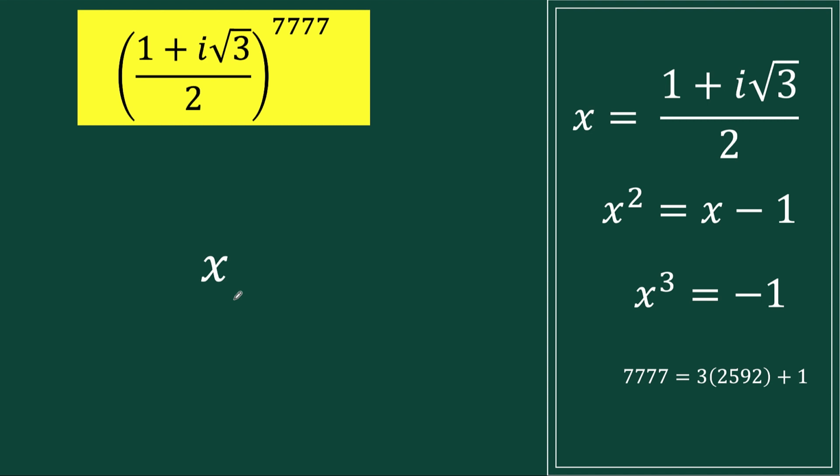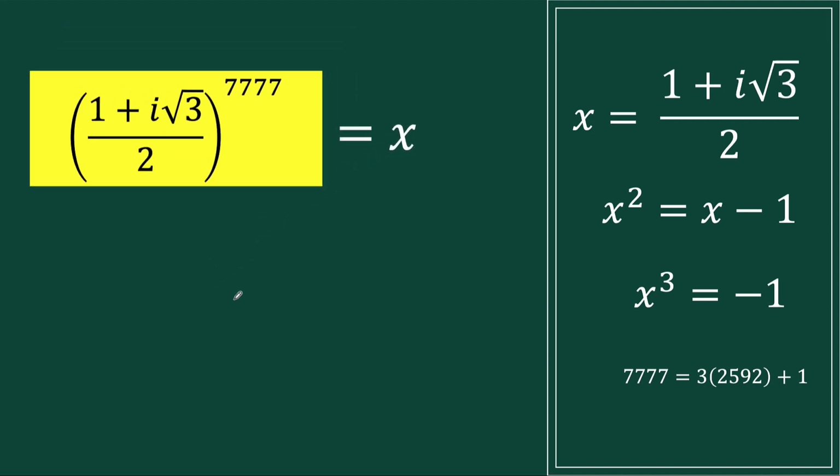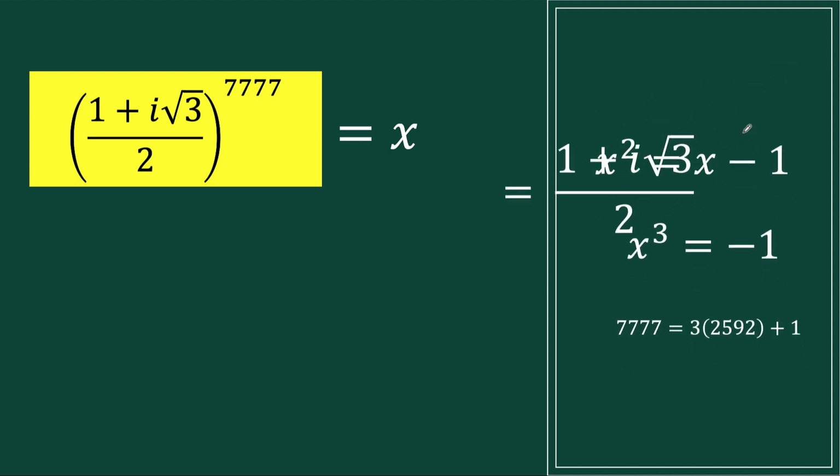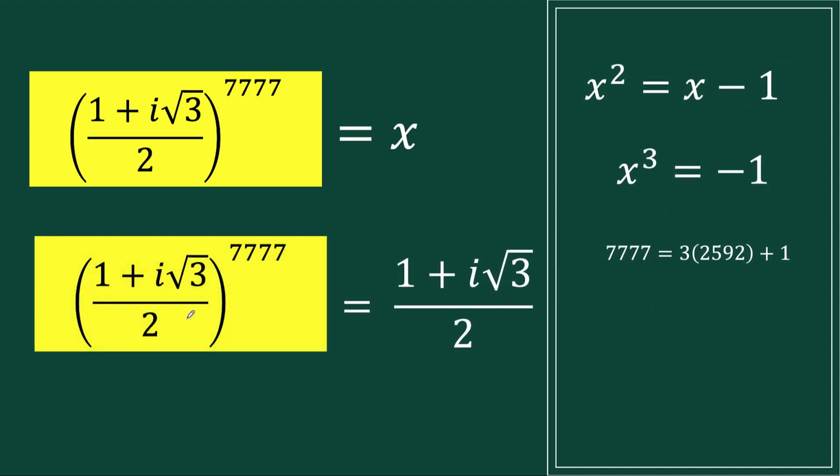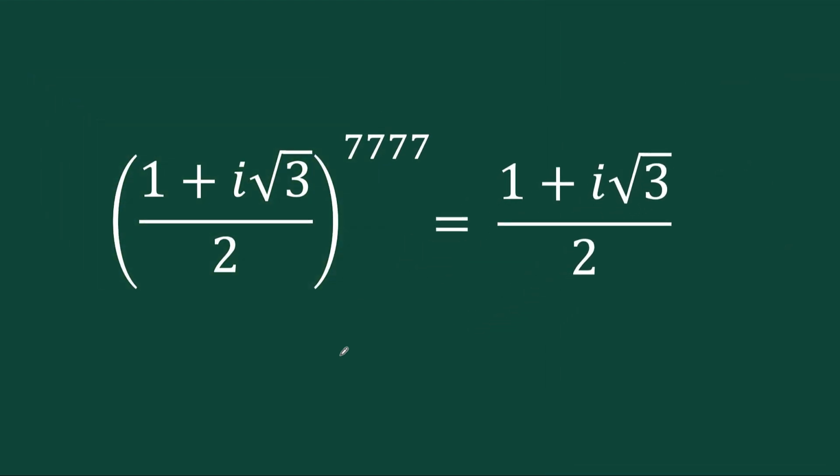And so this is now our result. But what is the value of x? We said that the value of x is this complex number. So if the original expression is equal to x, and x is equal to this complex number, then by the transitive property, we now know the value of our original expression. And therefore, we now have the answer. The value of the quantity (1 plus i square root of 3) all over 2 raised to 7,777 is equal to (1 plus i square root of 3) all over 2.